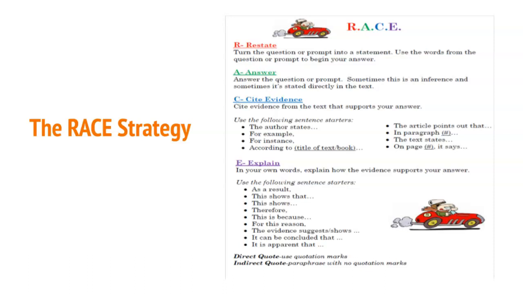For part B, using the RACE strategy will lead your child to success. Students have been taught to restate the questions they're presented with, turn them into statements using words from the question to begin their answers. As a part of that, they are to answer the question, citing evidence from the text to support their answers. And then in their own words, explain how the evidence supports the answer. This is an infographic of how the RACE strategy works.